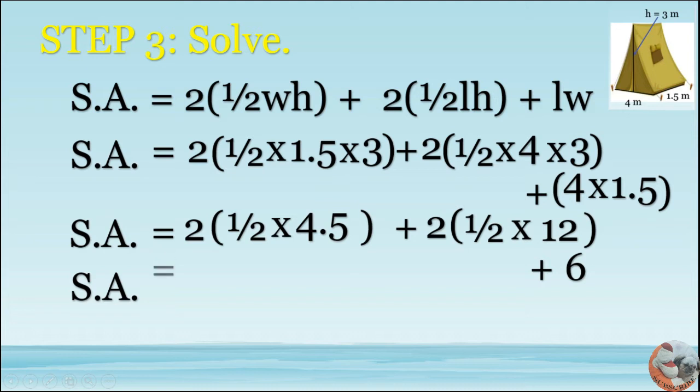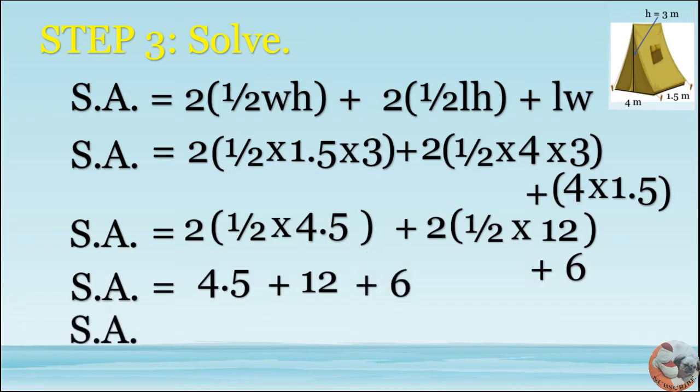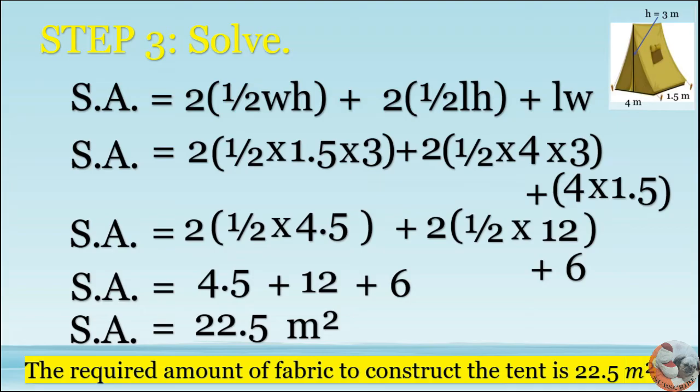Surface area is equal to 2 times 1/2 times 4.5, which is 4.5, plus 2 times 1/2 times 12, which is 12, plus 6. Surface area is equal to 22.5 square meters. Therefore, the required amount of fabric to construct the tent is 22.5 square meters.